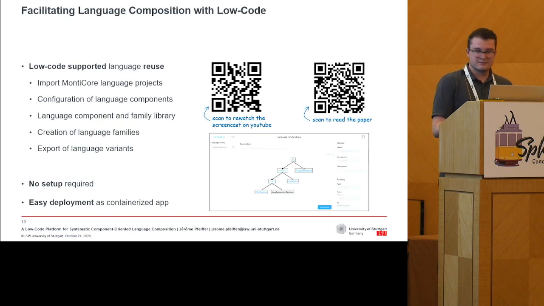All right, then let's conclude. We've seen a low-code platform for language composition, which supports the import of language projects from Montecore right now. You can configure the automatically derived language components. You can view them in the libraries, also the language families. You can create new language families, and you can configure them and thereby export language variants. All this requires no setup because it's web-based, and it's also easy to deploy because it's a containerized app.